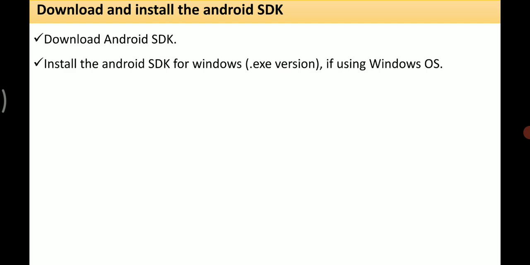Next we have to download and install the Android SDK. We'll download the Android SDK and then install the SDK for Windows. Once you download it, the download file will be an .exe file. We double click on this file and it will get installed.